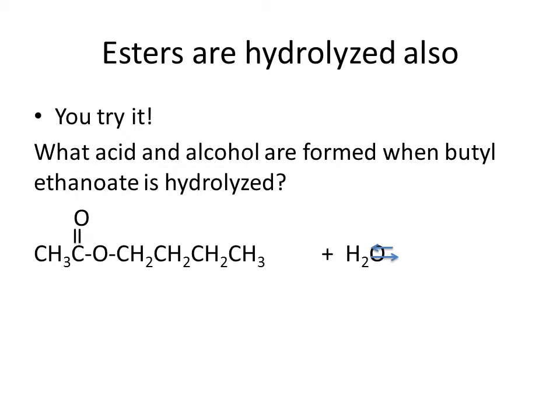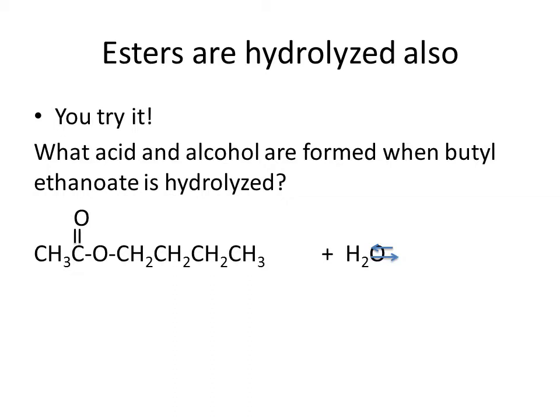To do this problem, again, the first thing you have to do is take the name, butyl ethanoate, and draw it down there as an ester. It says hydrolyze, so you know you have to have water in there to cut the molecule, because hydrolyze is the verb form of hydrolysis. So we're going to cut this molecule with water. What acid and what alcohol form? We look at the molecule and say which side has the carbonyl on it.